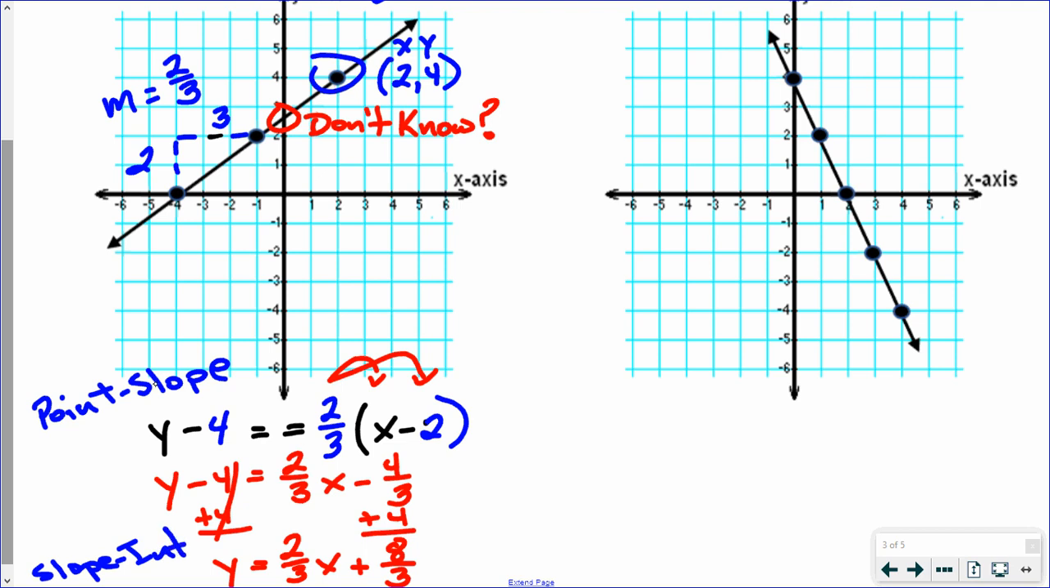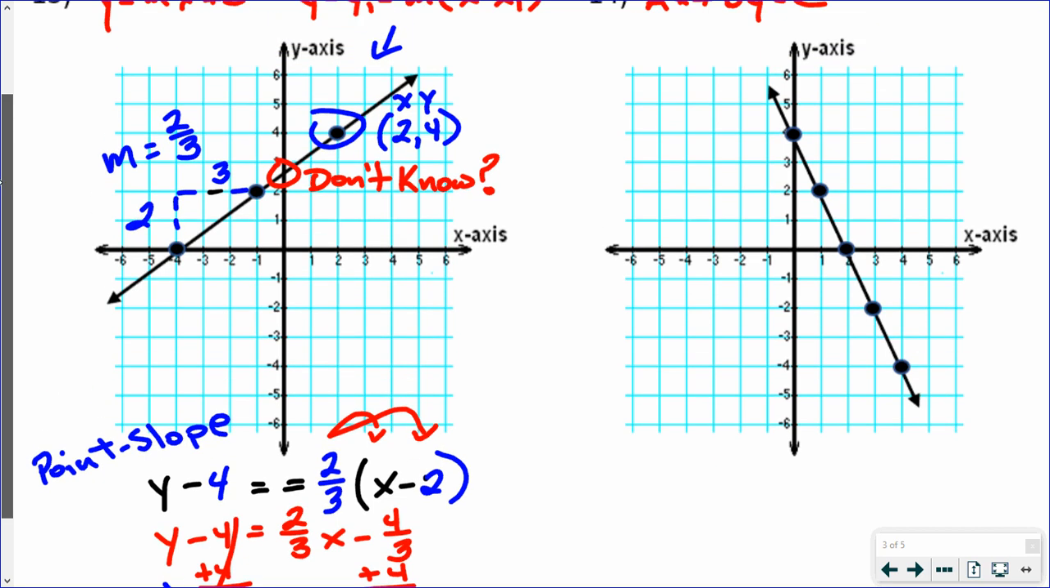All right. So I first put it in point slope form because I have points and I can find the slope. And then if they asked me to write my answer in slope-intercept form, I would solve the equation for y, and that would put it in slope-intercept form.